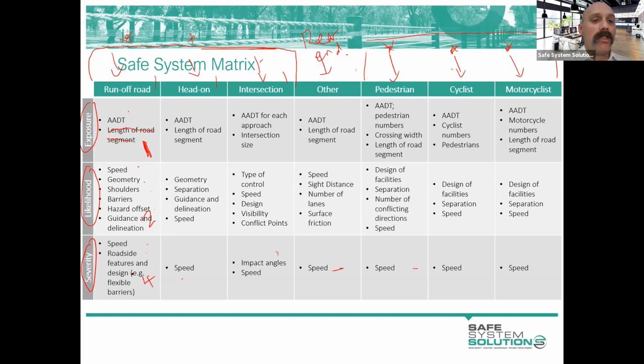So you go through and you fill that out for all of these in the same manner, and then you multiply. You multiply your exposure times your likelihood times your severity to give you a total score down the bottom here out of 64 for each of your specific crash types. So in this case, we'd be going 1 times 2 times 4, and so we've got 8 out of 64 for runoff road.